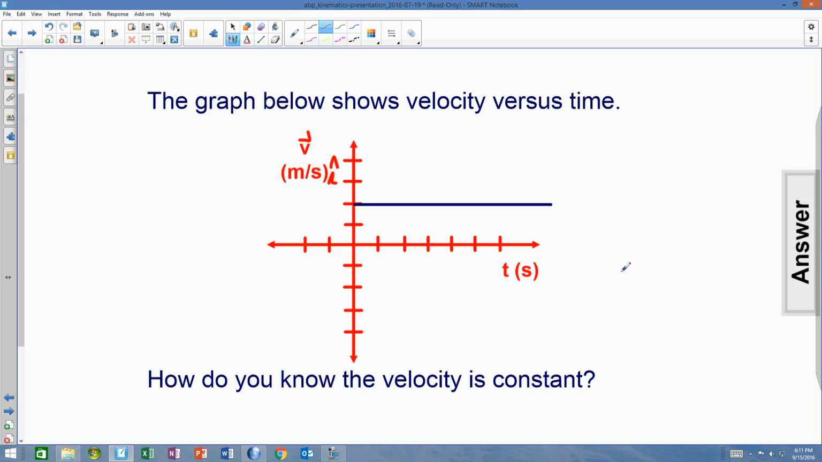The graph below shows a velocity versus time graph. When is the velocity increasing? When is it decreasing? When is it constant? If you need more time, go ahead and pause.